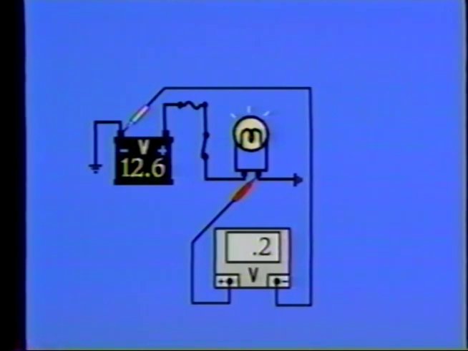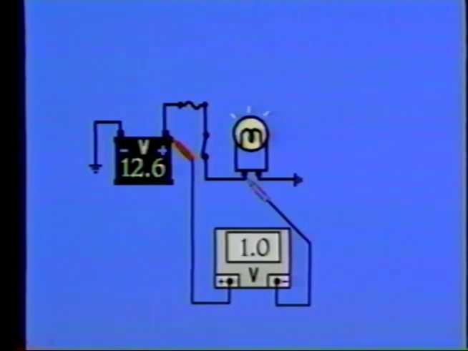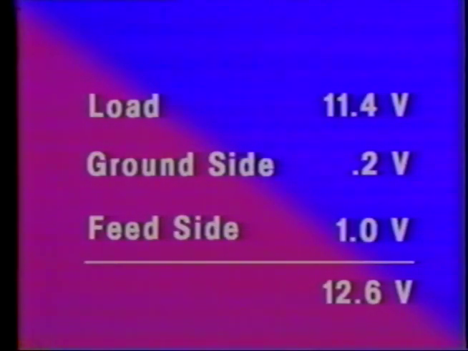Performing a ground circuit resistance voltage drop, we see a 0.2 of a volt drop, which is normal, but when we perform the feed side voltage drop, we see a high resistance voltage drop of 1 volt, indicating excessive unwanted resistance. Adding up the values of each drop, we see our expected source voltage, 12.6 volts. Looking back at our question, we see that both technicians are offering true statements about series electrical circuits. Therefore, response C is the correct answer for this question.